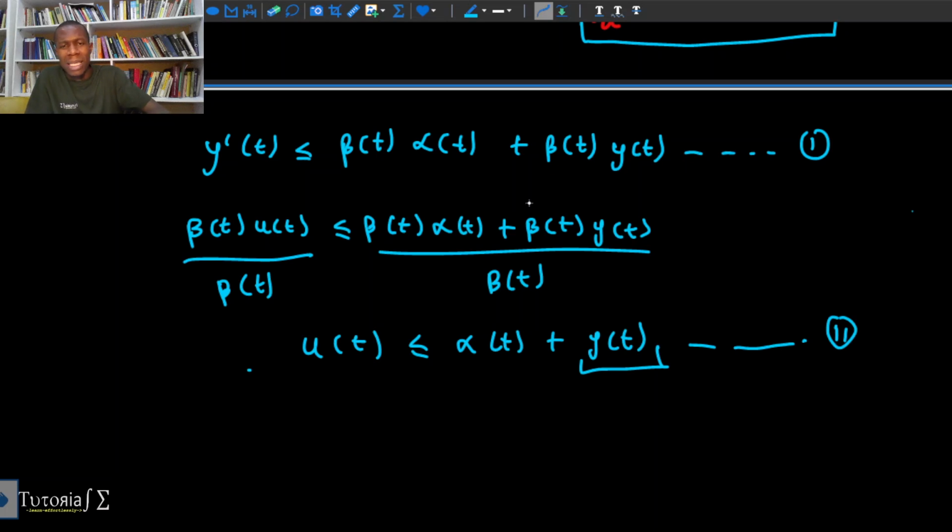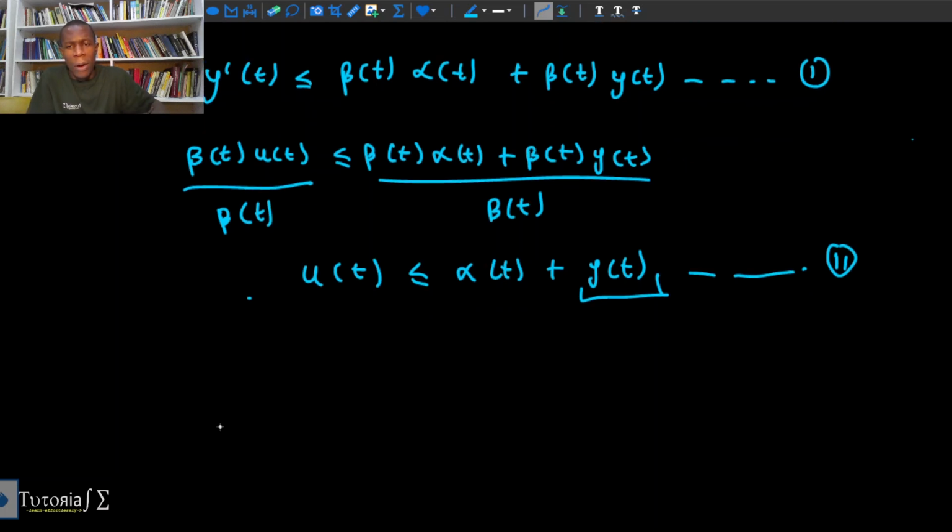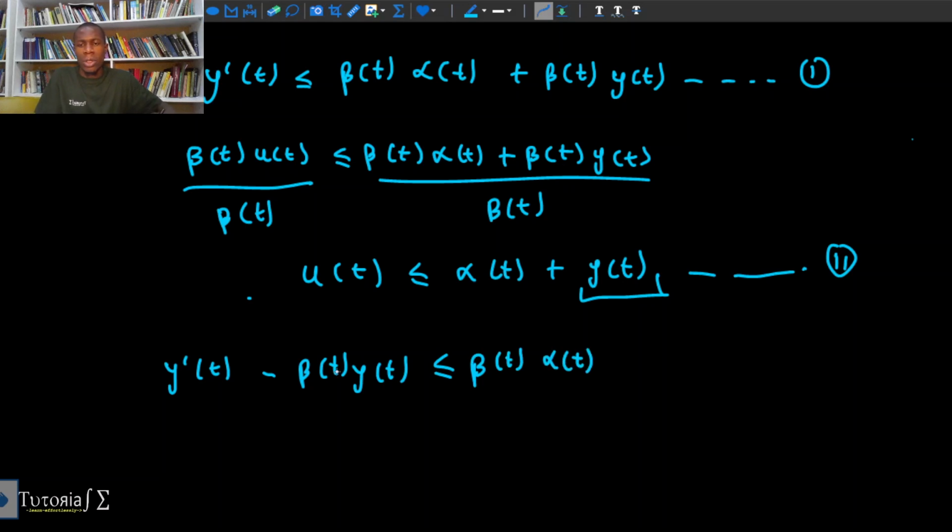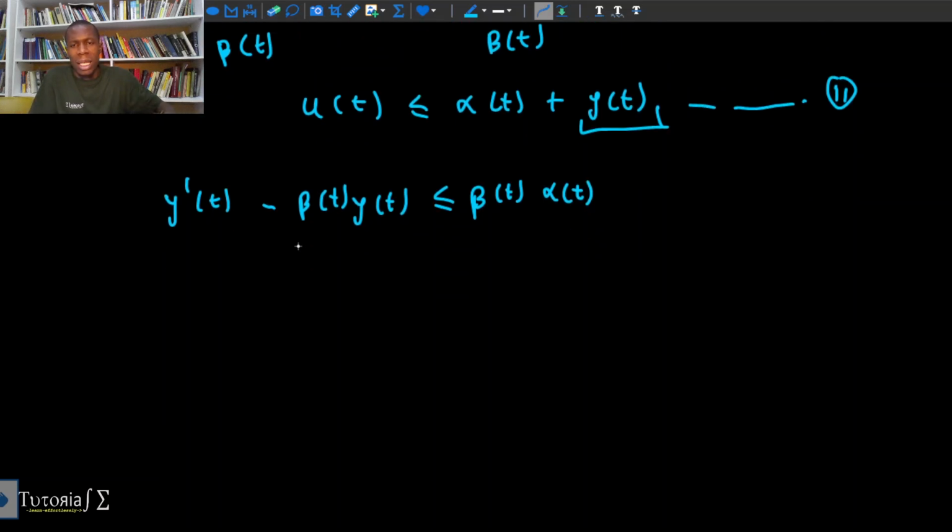So if we group the parts that have y of t, I would say y prime of t, and this part becomes minus beta of t y of t, less than or equal to beta of t alpha of t. Basically, if we solve for y of t from this equation and replace it here, we are done with the proof. So we see that we can have some form of integrating factor. I'm going to introduce an integrating factor mu.